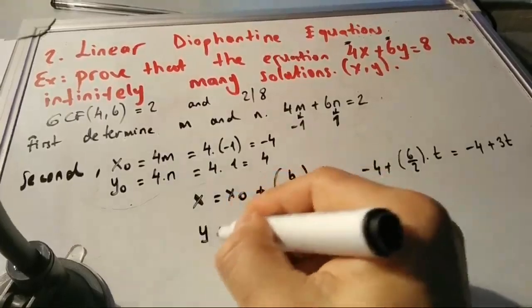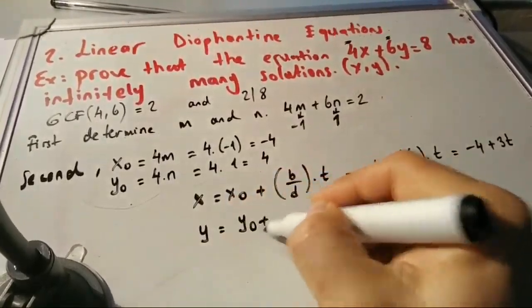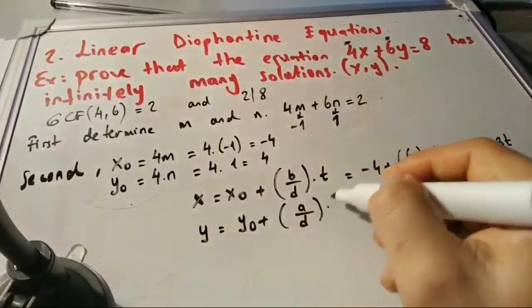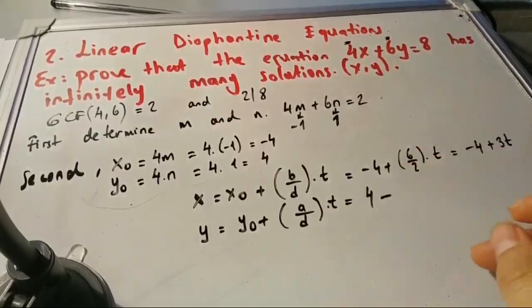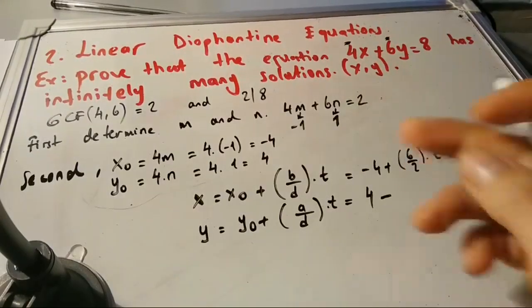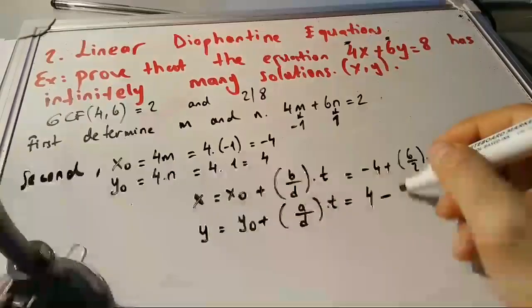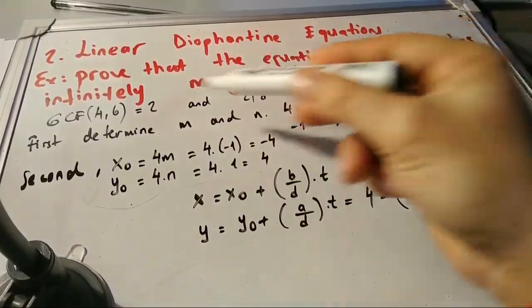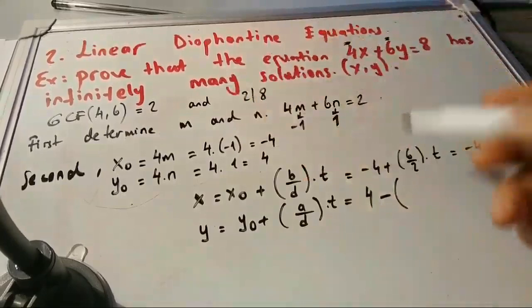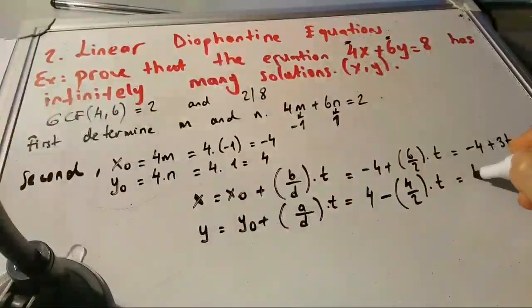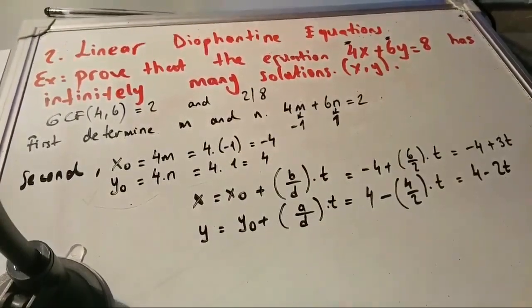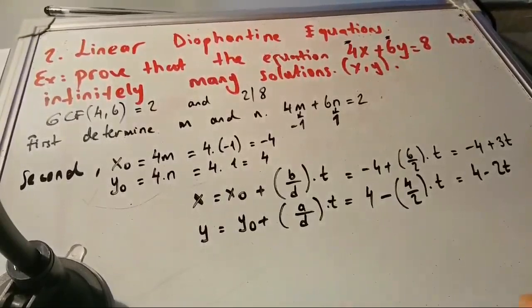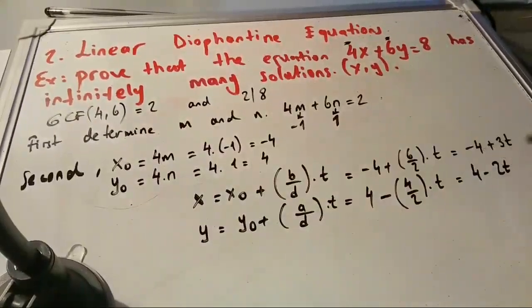For y, it is y0 plus a over d times t, which means 4 minus a over d times t. And what is a? 4. d is 2. 4 over 2 times t is 4 minus 2t. So there are infinitely many solutions. For x it is -4 plus 3t and for y it is 4 minus 2t.